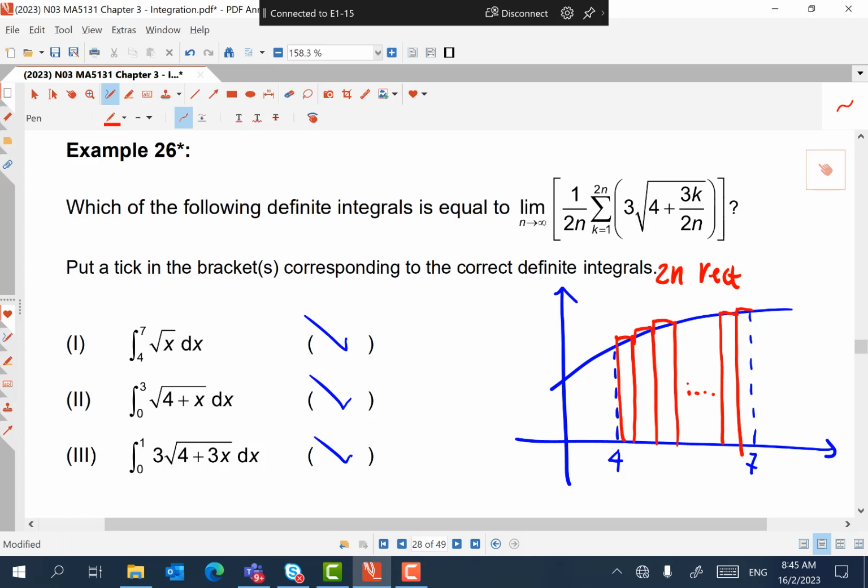Okay, let's start again. You're given this diagram and you've drawn 2n rectangles. What is the width of each rectangle? It is 1 over 2n, right? So this point will be 4 plus 1 over 2n. This point will be 4 plus 2 over 2n, and so on. What is the area of the first rectangle? The area of the first rectangle would therefore be 1 over 2n.